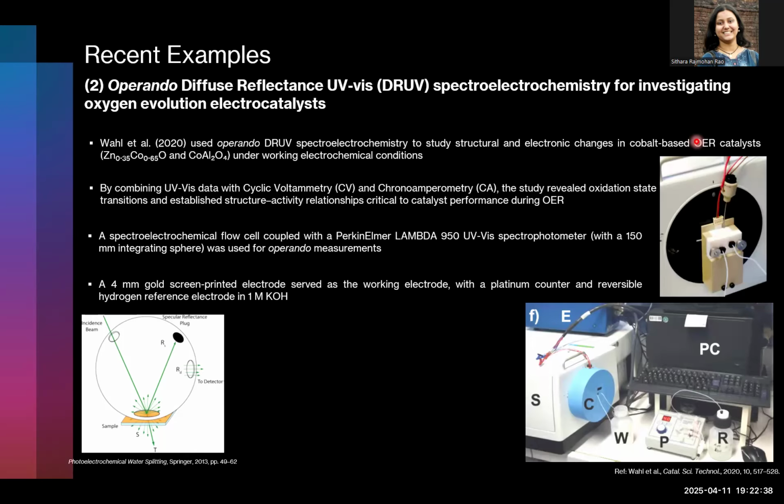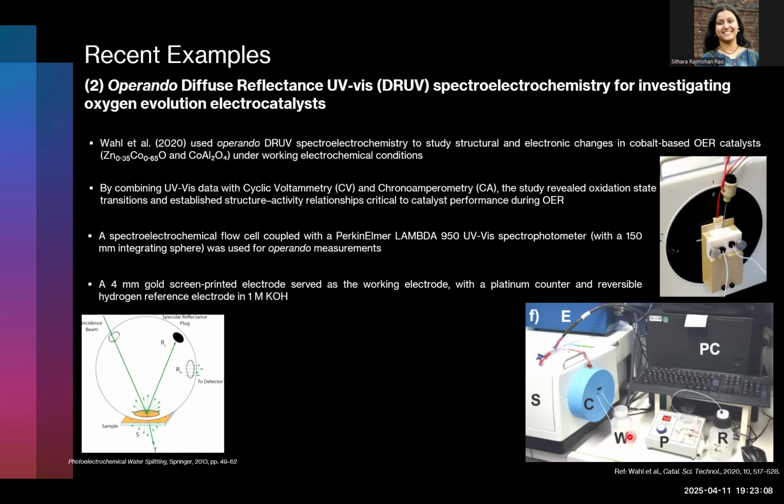So here's the experimental setup that they used. They had a spectroelectrochemical flow cell that was coupled to the UV-Vis spectrophotometer. As we can see here, they are coupled to each other, and for the measurements, this was used. The electrode that they used was a 4 millimeter gold screen printed electrode, which acted as the working electrode on which the catalyst was going to be deposited. Platinum was the counter, and reversible hydrogen electrode was the reference electrode. The electrolyte used was 1 molar KOH.